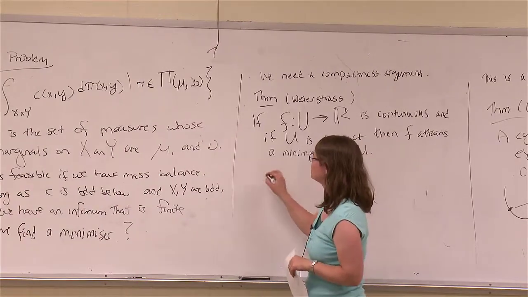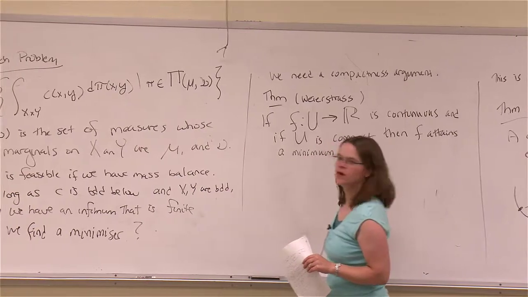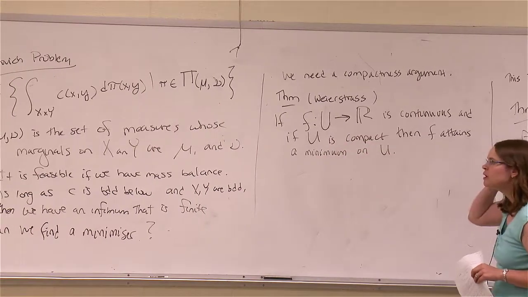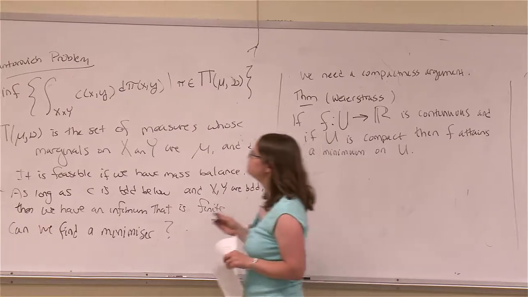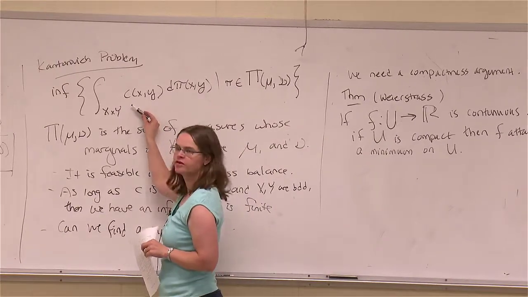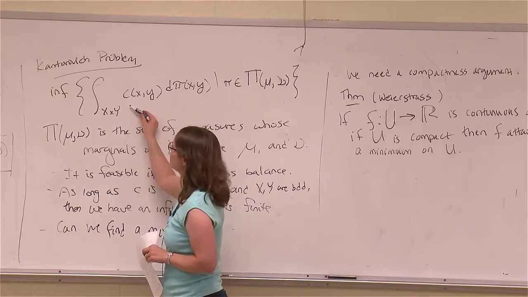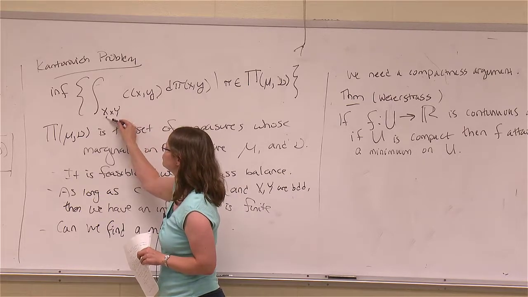Okay, so we're going to need a couple assumptions on the data. I'm going to assume, but not too much, that my cost function is continuous. And I'm going to assume that these two sets are compact.